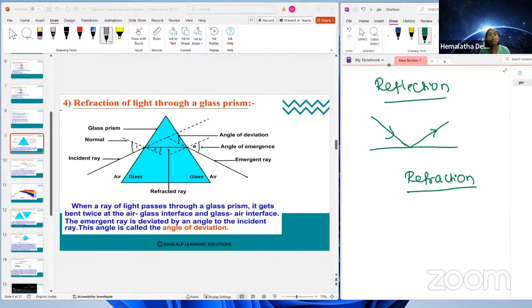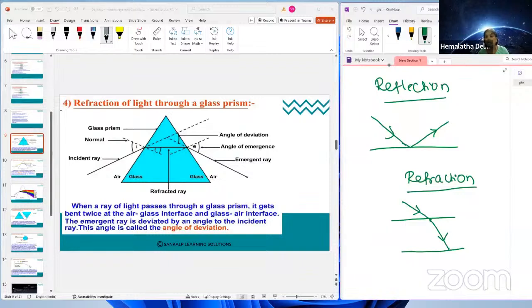Correct? So what is meant by refraction? Whenever a light ray enters from one medium to another medium, there is a bending of light. This is known as refraction. Why does the bending of light take place? Due to the difference in the speed of light. Speed of light is maximum in air or vacuum, and it decreases whenever it enters into a denser medium.